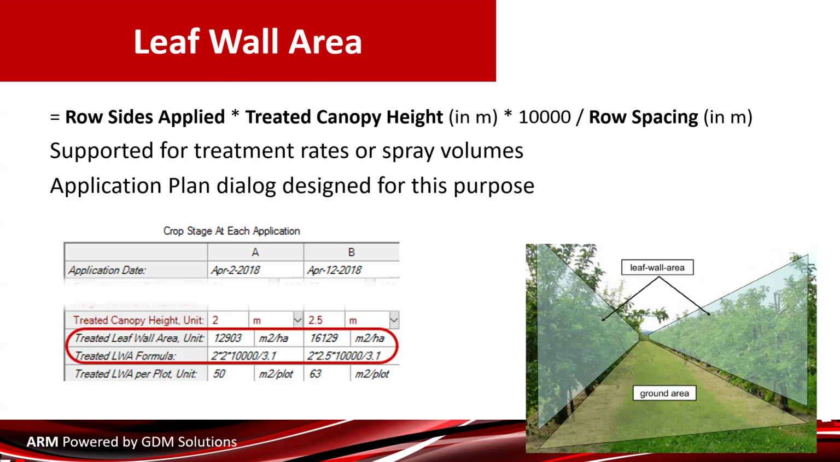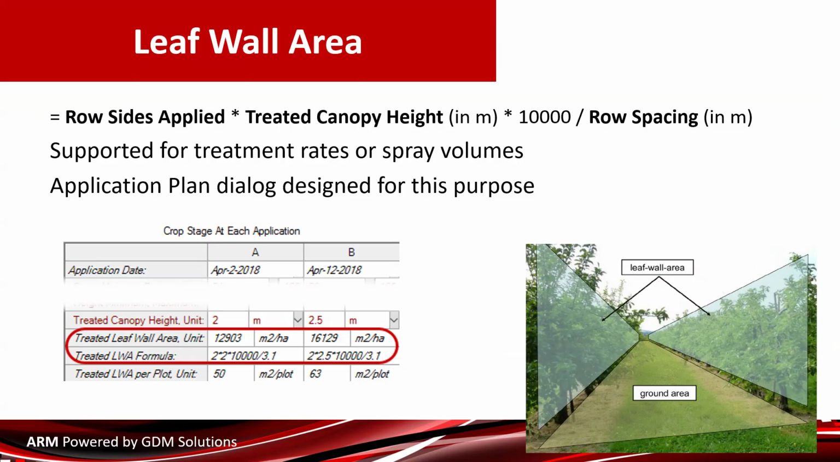Because if your crop is only 1 foot tall or 4 feet tall, the amount of product you're spraying maybe should be different. And so that whole calculation system is something ARM does support. And there I've got the formula. It does pull in information from a couple different sections of the trial in order to generate that calculation.